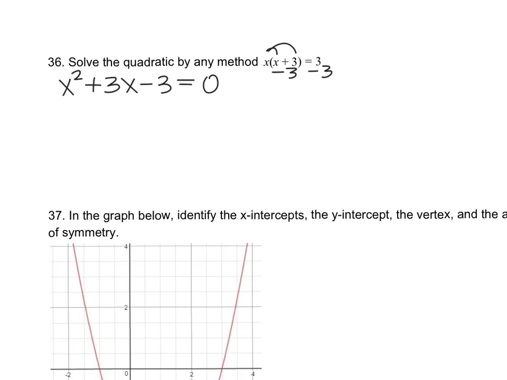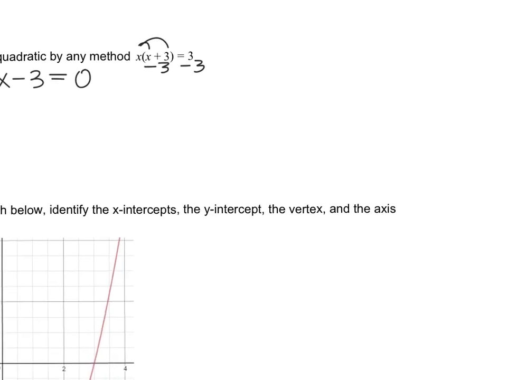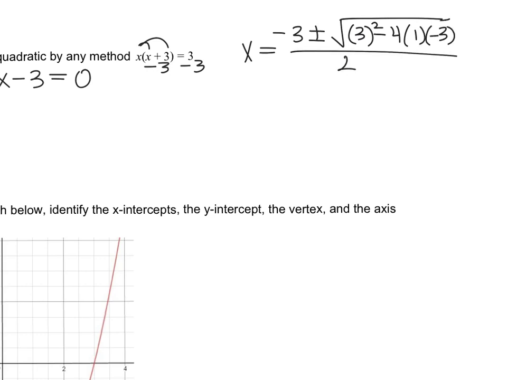So I have to identify a, b, and c. So a is going to be 1, b is going to be 3, and c is going to be negative 3. If there isn't a number in front of x squared, it's just 1. When I plug these values into the quadratic formula, we're going to have x equals negative 3 plus or minus the square root of 3 squared minus 4 times 1 times negative 3, all over 2 times 1.